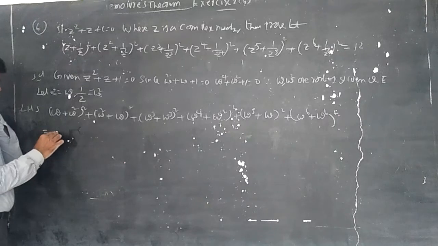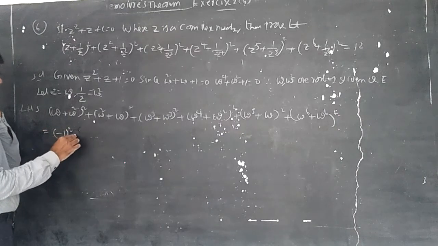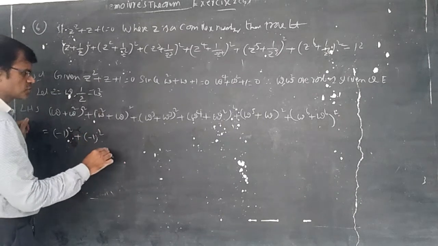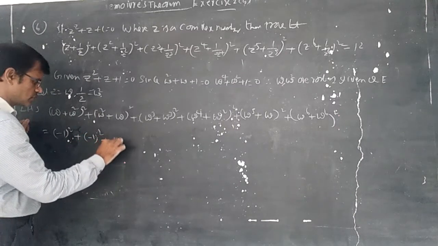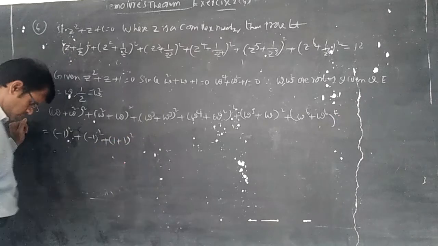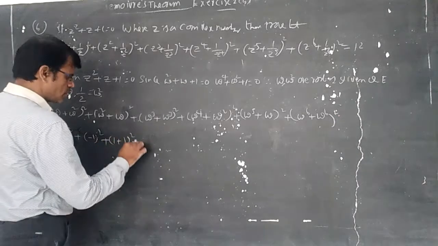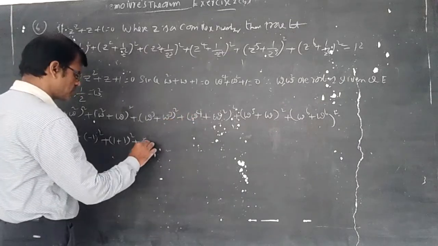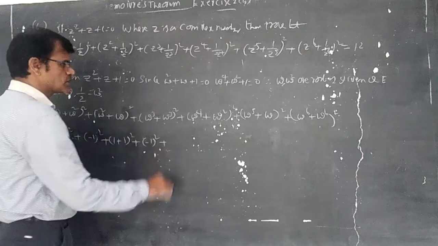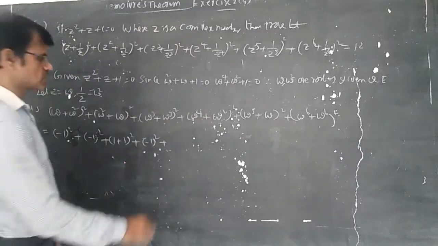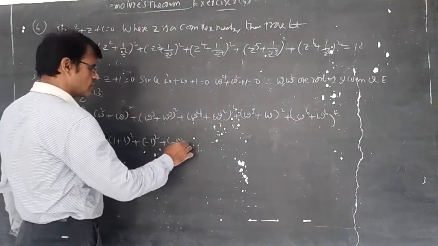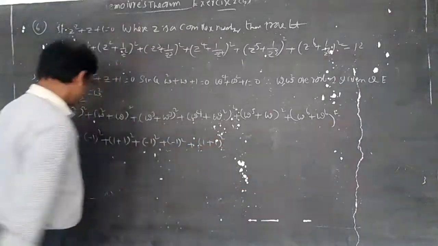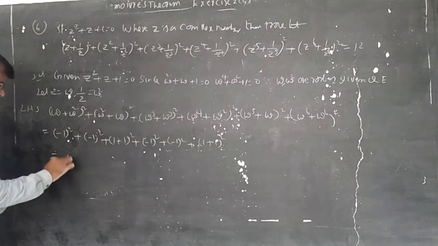Omega plus omega square means minus 1, whole square. Omega square plus omega also means minus 1 whole square. Omega cube becomes 1, so 1 plus 1 whole square. Plus omega power 4 means omega plus omega square becomes minus 1 whole square. Plus omega power 5 means omega square plus omega, so it is minus 1 whole square. Omega power 6 means 1, so this is 1 plus 1 whole square.